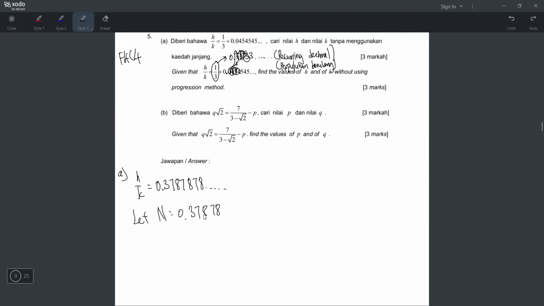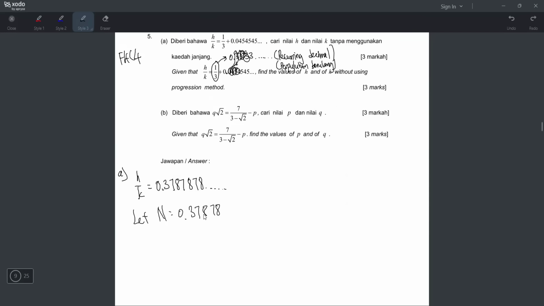Oh, by the way, they say without using progression method, right? So there are two methods to convert a recurring decimal to a fraction. The first method is called the surd method. The second method is called the progression method, where you have to use the sum to infinity formula. But they already say cannot, right? So that's why I will not be using S infinity. I'm using the surd method, and I'm showing you the surd method.